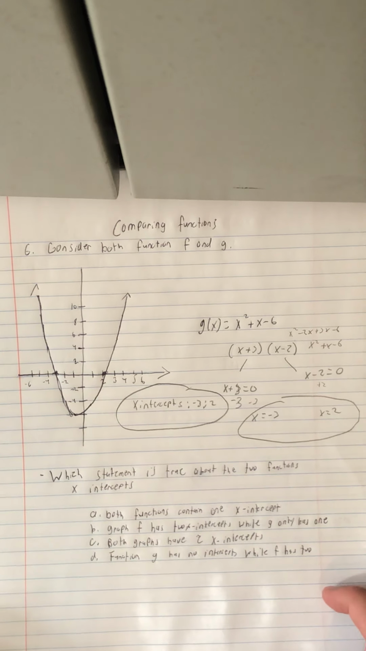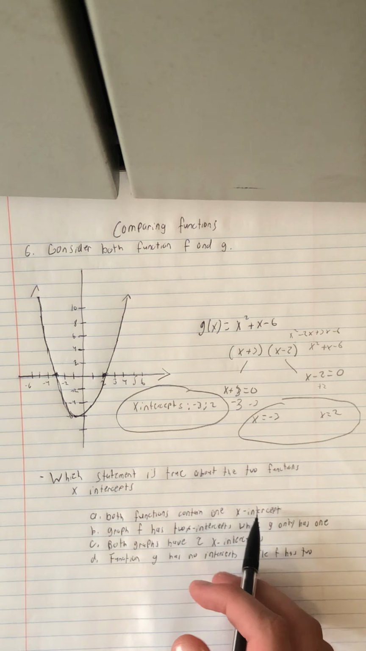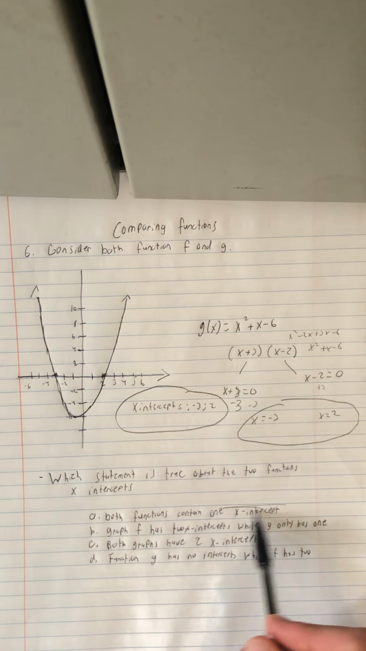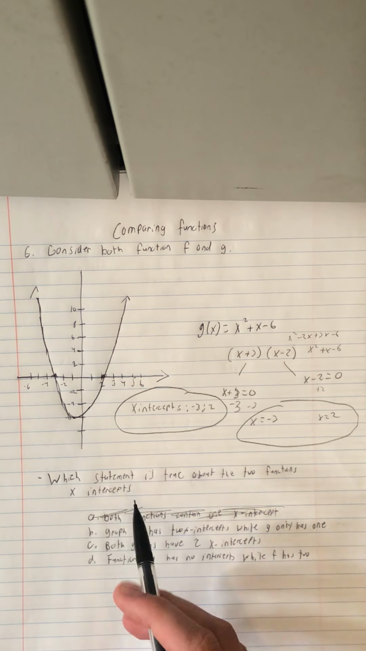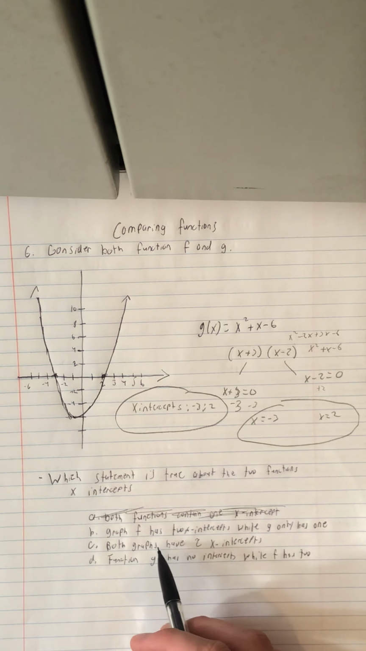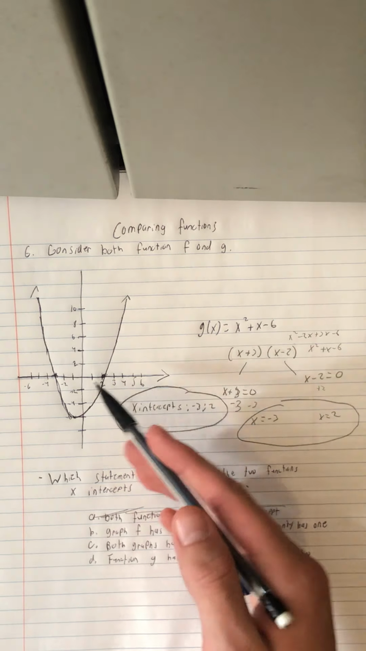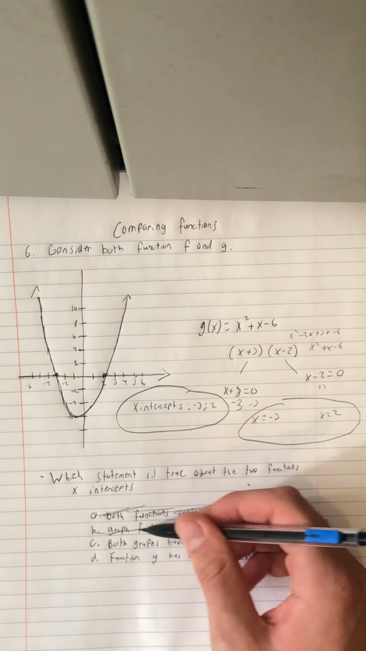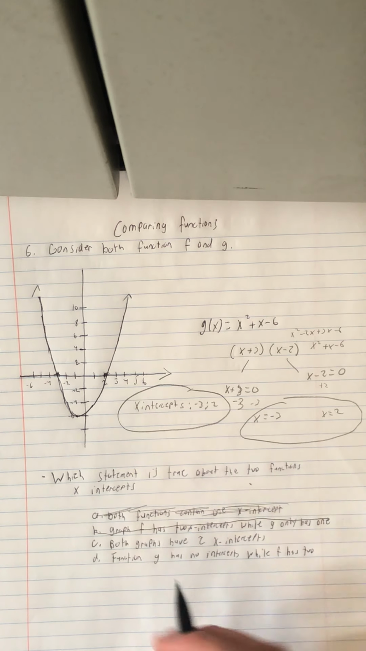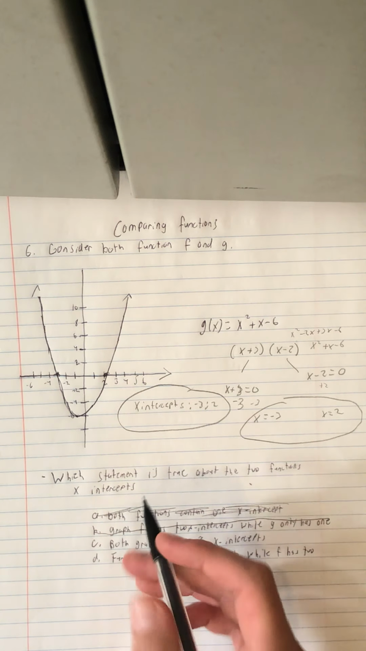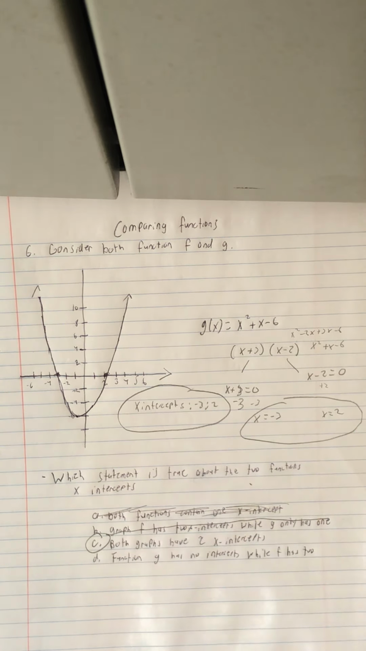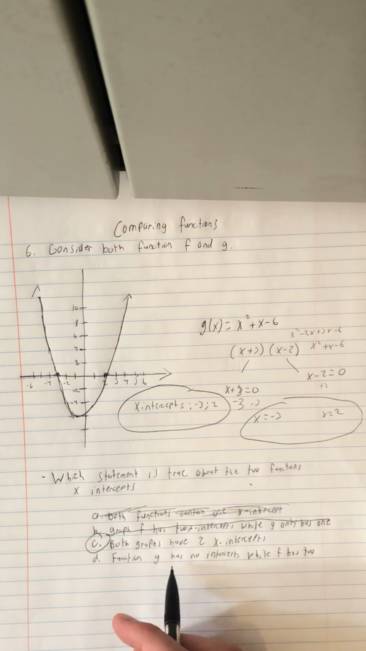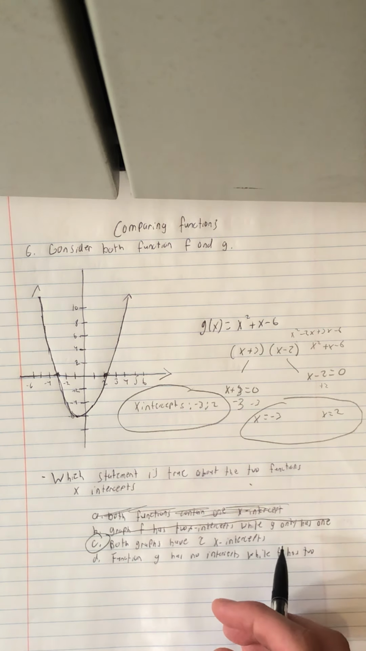So the question asks which statement is true. A, both functions contain one x-intercept. We know that's not true because we just did the factoring and we looked at the graph, and they both have 2. B, graph f has 2 intercepts. That's true, while g only has 1. This one's not true because they both have 2, which leads us into C, both graphs have 2 intercepts, and that's right.